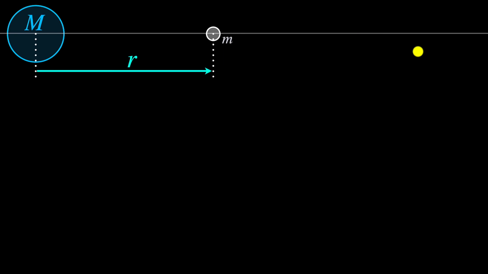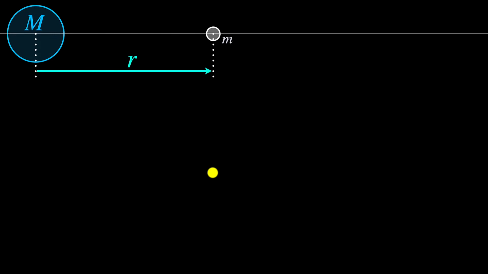So the question we want to try and answer in this video is, what is the expression for gravitational potential energy in general? So how do we do this? Well, let's ask ourselves, how do you calculate potential energy in general for any conservative force? I don't like to memorize any expressions, so here's how I'm thinking.